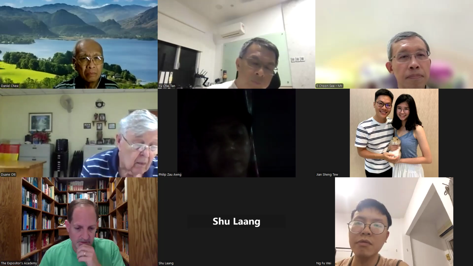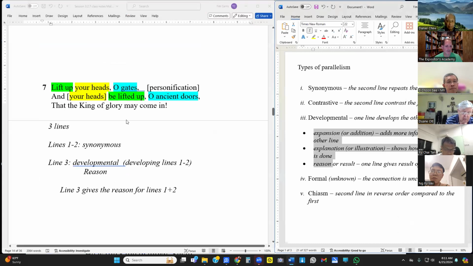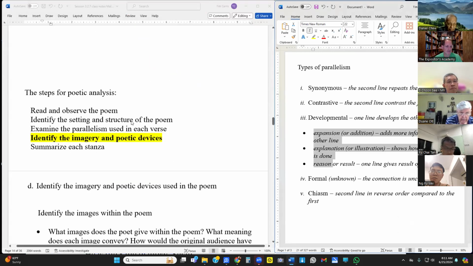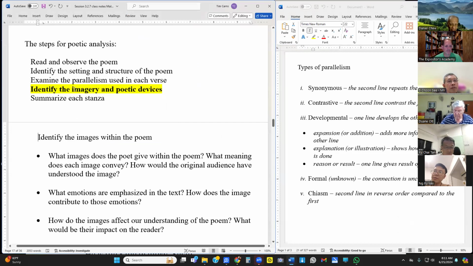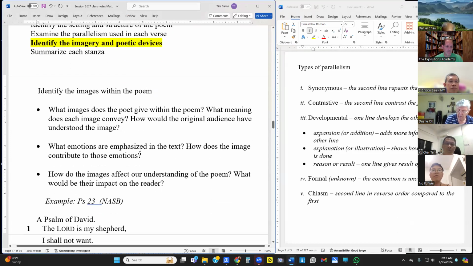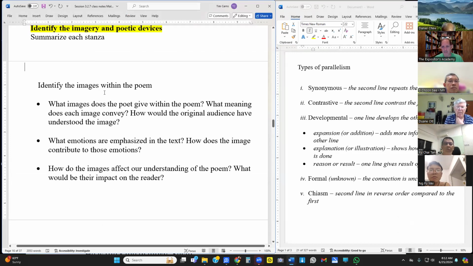So that really takes us to the next step, or part, as we look at the poetic analysis: identifying the imagery in the poem and the poetic devices. We were just doing that in Psalm 24, but let's review it a little more closely. We talked about imagery early on in our study of Hebrew poetry. And if you remember, imagery is really a key feature in Hebrew poetry. We just saw an example of that in Psalm 24. So as you go through the poem, you want to identify what images are being presented.